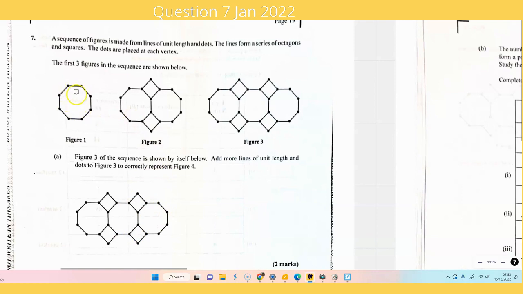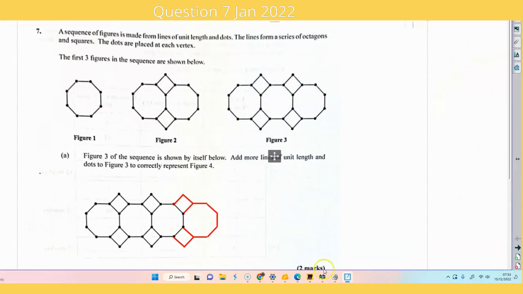So let's study the pattern. For the first pattern, we just have an octagon, but we don't have any squares added. Figure 2, we have 2 squares. Figure 3, we have 4 squares. So figure 4, you should have 6 squares added to it, plus an octagon. So you should have had something looking like this.